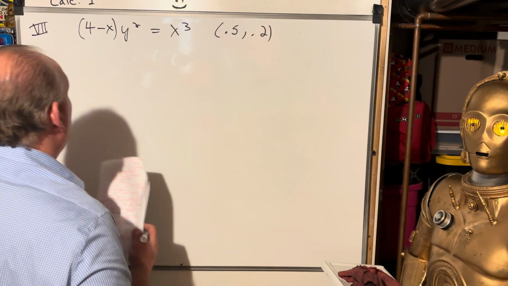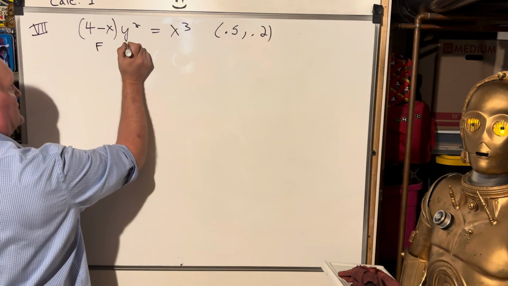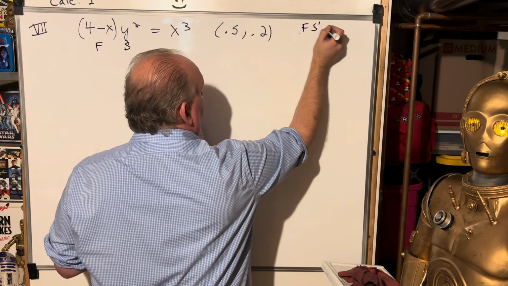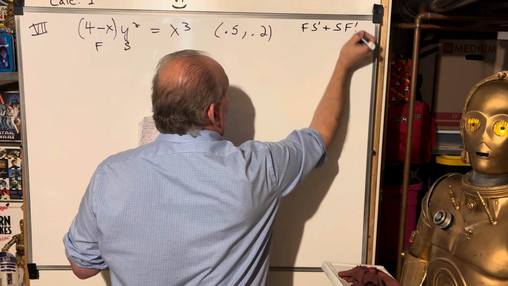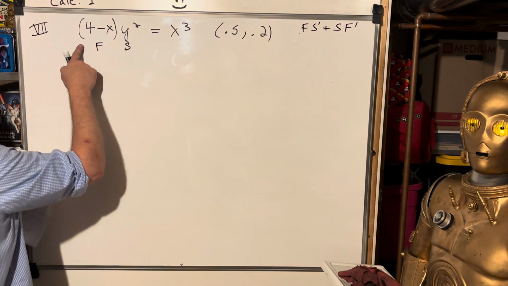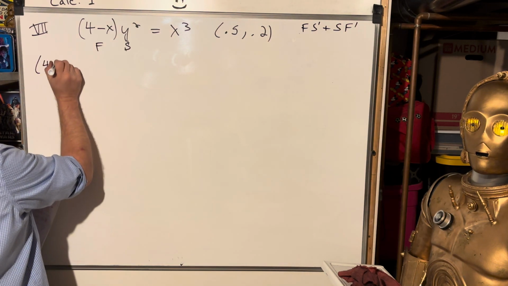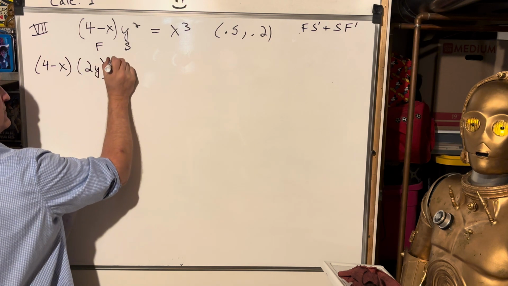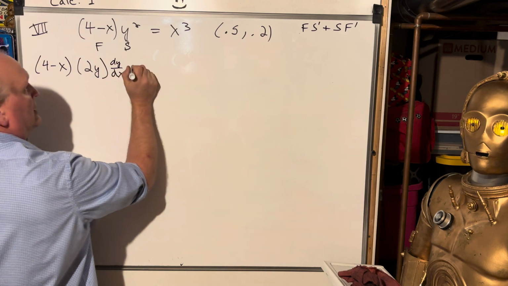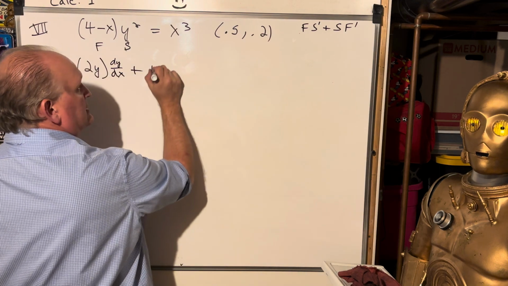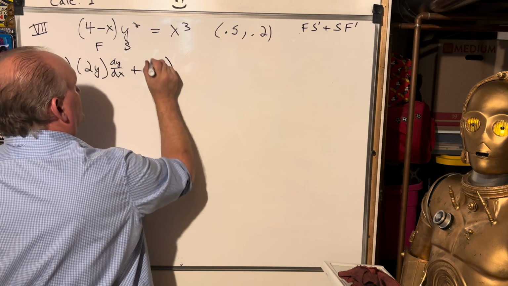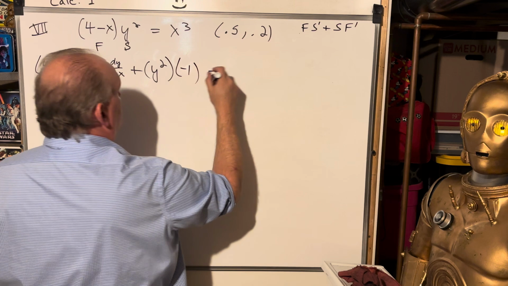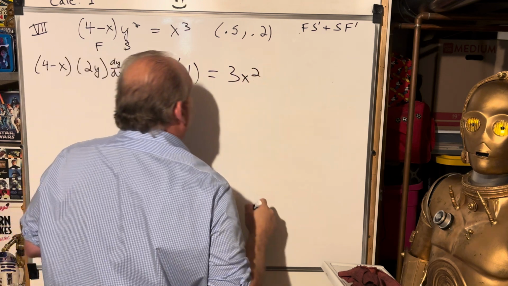Okie dokie. So let's do it. We got first, we got second. We got to do first times derivative of second plus second times derivative of first. So first, 4 minus x times 2y dy dx plus second y squared times derivative of first, -1. We don't need anything on that, equals 3x squared. We don't need anything on that.